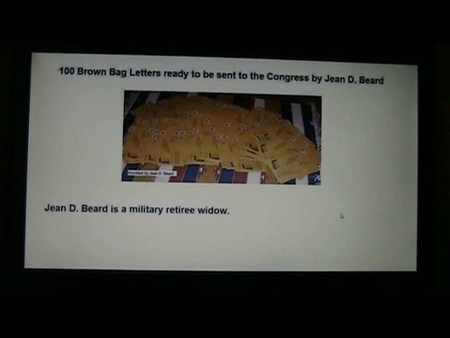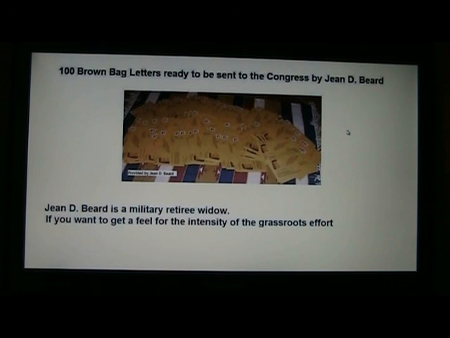These are examples of some of the letters that people wrote that they were ready to send to the Congress that they shared with me. There's a bunch of letters by Tom Hawkins, and some more letters by Bob Sorson. This is 100 brown bag letters ready to be sent to the Congress by Jean D. Beard. Jean D. Beard is a military retiree widow.